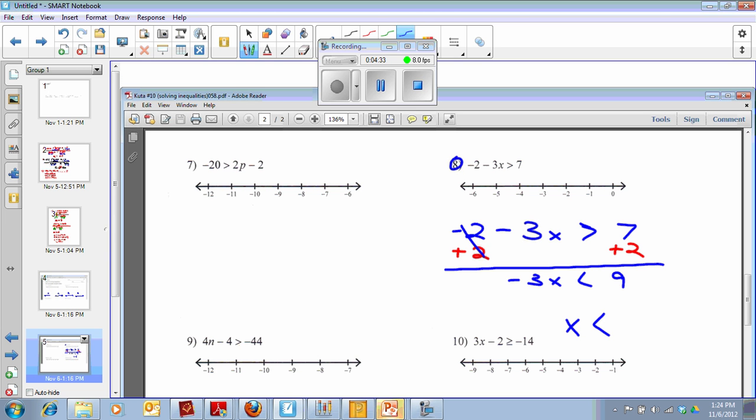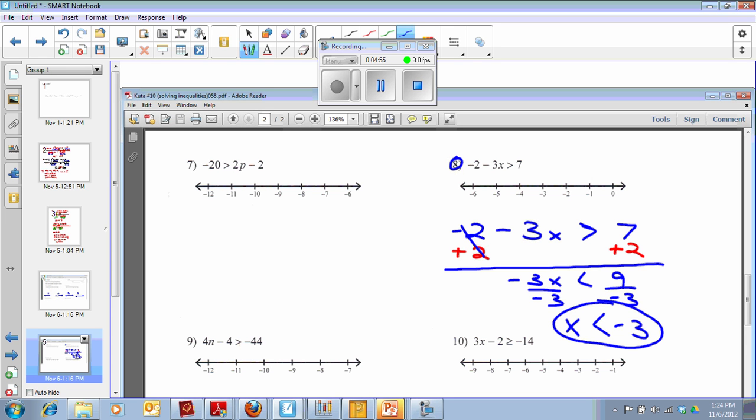How do I get x all by itself? What's the opposite of multiplying by 3? Divide by a negative 3. Remember, a negative divided by a negative makes a positive 1x. Got to divide by a negative 3 here. And so what is my solution? X has to be less than 9 divided by a negative 3, which is a negative 3. I'm going to go ahead and circle my solution.